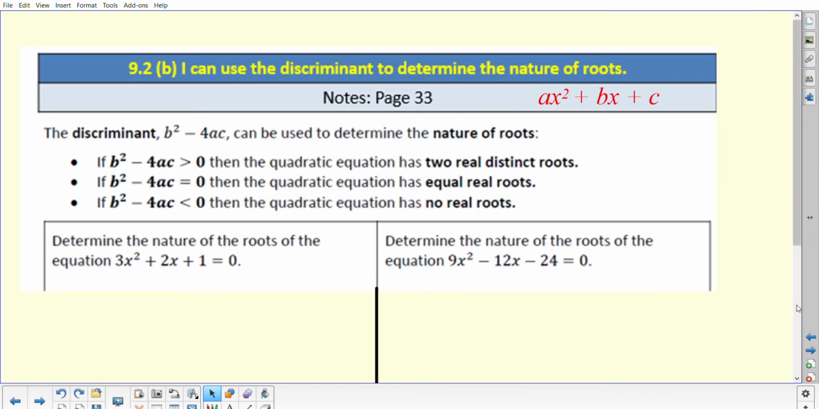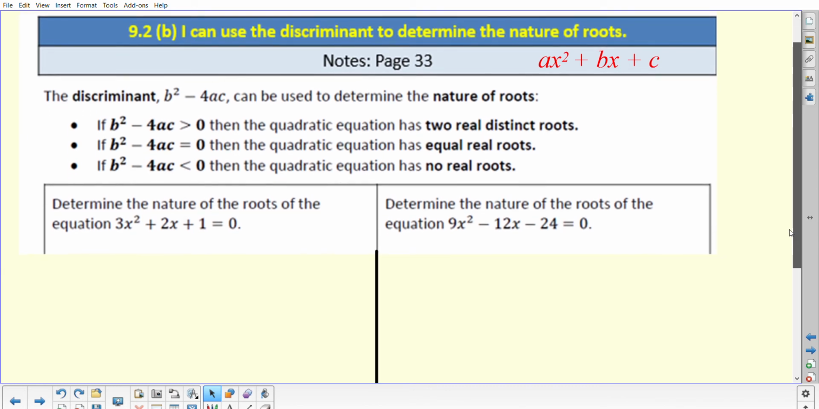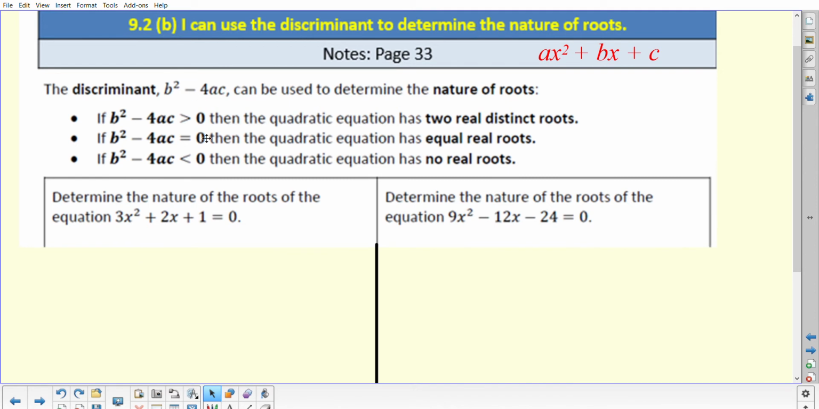So in your notebooks, in your notes on page 33, you have this 9.2b towards the bottom end of the page, and it tells you this information. The discriminant b squared minus 4ac can be used to determine the nature of the roots. And there are the three statements I've just discussed. And then here's the nature part: two real distinct roots, equal real roots, no real roots. So how do we use that?